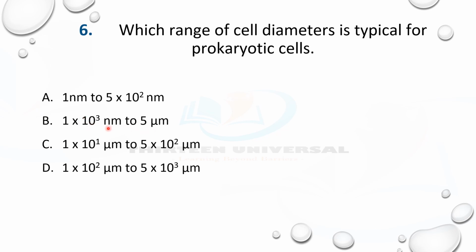So 1000 nanometers makes 1 micrometer. If you want to get micrometers from nanometers, you divide by 1000. So this gives you 1 micrometer. All right, 5 micrometers. This is the actual measurement for prokaryotes. So the answer is, of course, B. Right? Okay.